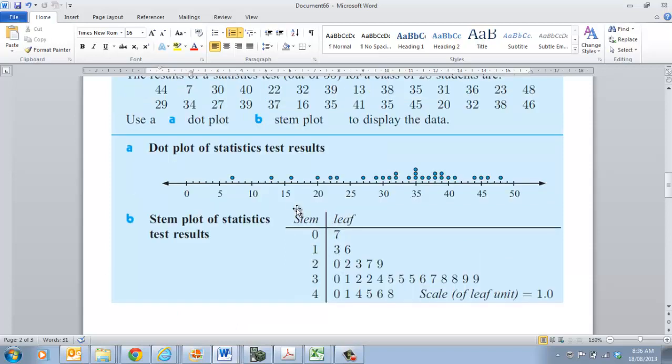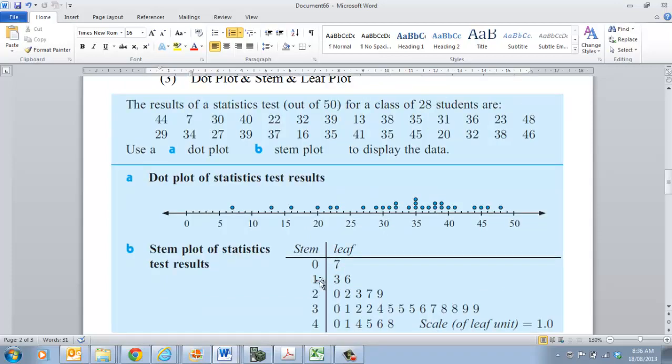So the way we set this up, obviously 0 to 9, that would be 10 to 19. So this value here represents 7. That represents 1 and 3, so that's 13, 16, 20, 22, 23 and so on.